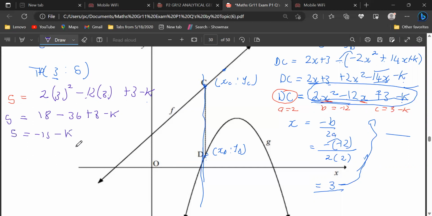You want K, how would you get K then? Add 15 on both sides and then you have 20, which is going to be equal to minus K. Divide by negative 1, divide by negative 1, and then K is going to be equal to minus 20. And this is how we approach this question of minimum and maximum.